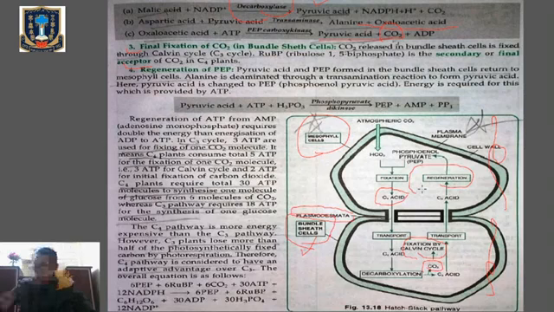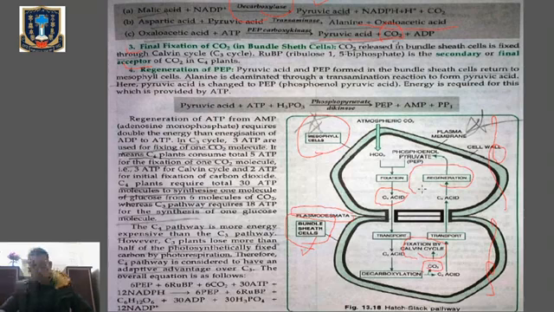Okay, but in case of C4 pathway we require 30 molecules of ATP to form one molecule of glucose. Clear? To fix one molecule of carbon in C3 pathway we require 3 ATP molecules, but in C4 pathway to fix one carbon dioxide molecule we require 5 ATP molecules. So keep this in your mind.